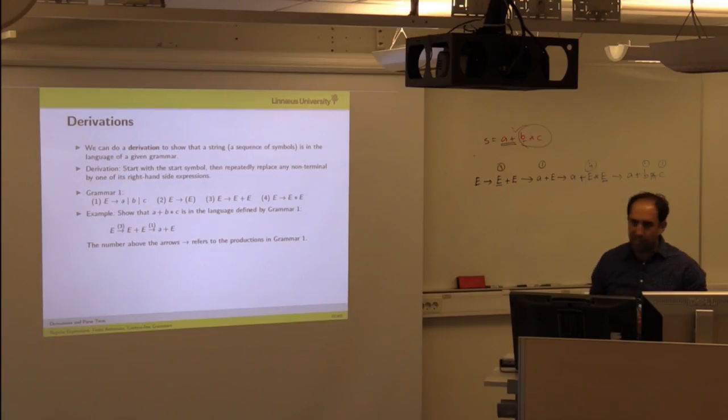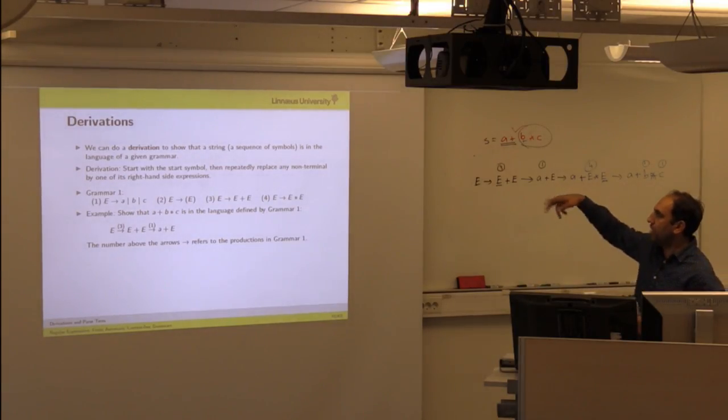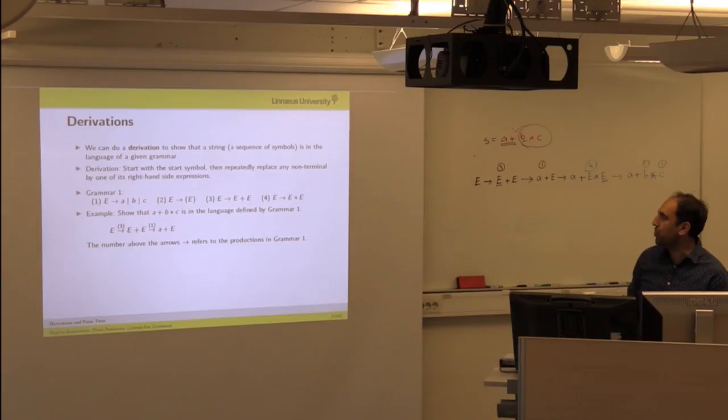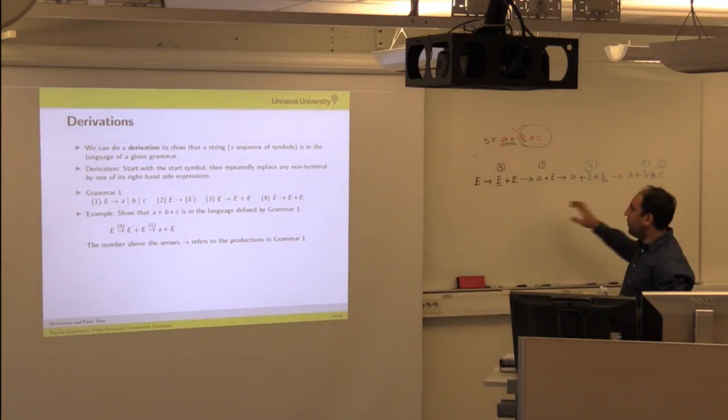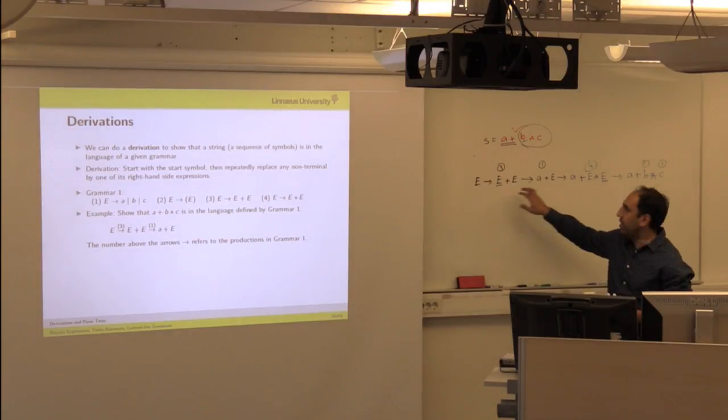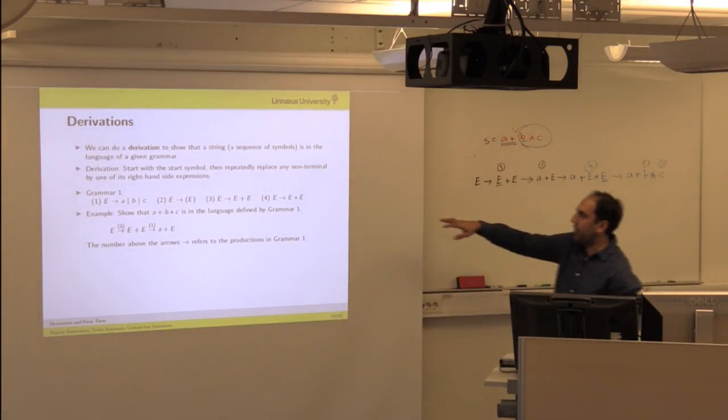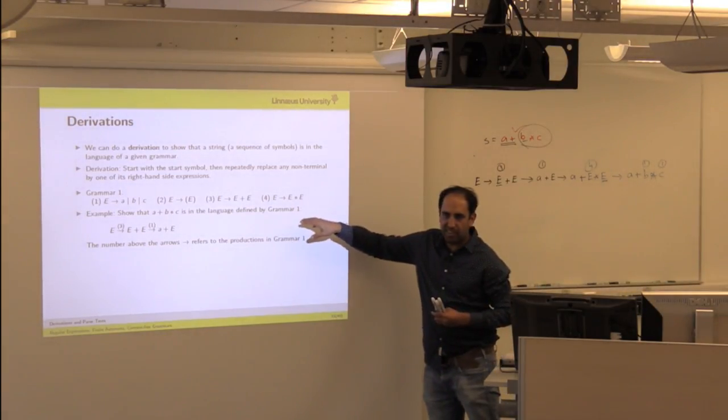So this is some explanation, and we call this thing a derivation. We can do a derivation to show that. So basically we are deriving: we have a start symbol E, and then we use the productions to derive strings.